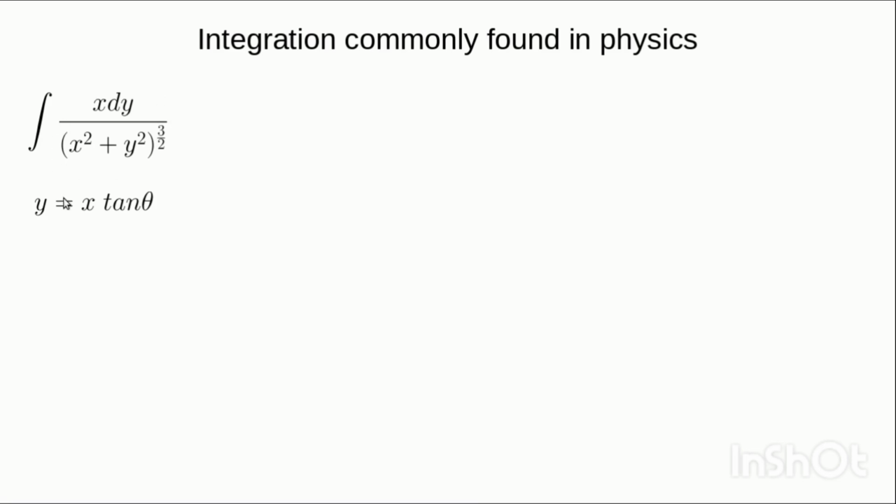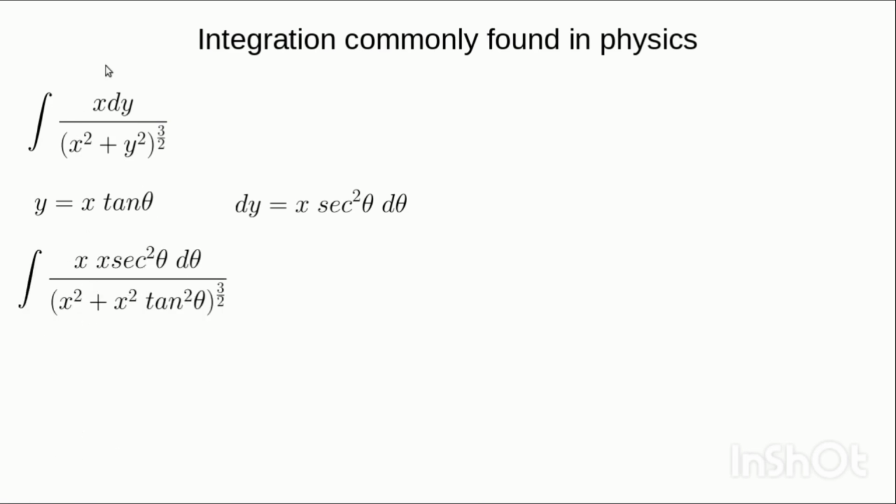First of all, what we need is dy. So, let's differentiate this expression with respect to theta. We have dy equal to x sec squared theta d theta. When you differentiate this one, you get sec squared theta. X here is a constant, so that's why we left it. Now that we have y and dy, we can substitute into this equation. We have x, this is our x, this is our dy, which is x sec squared theta d theta. That's this. X squared remains. Y squared will be x squared tan squared theta, raised to 3 over 2.